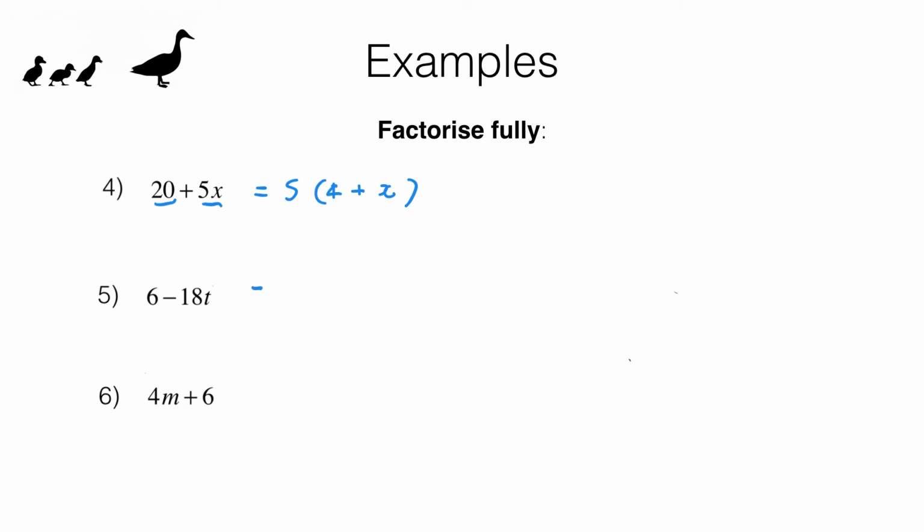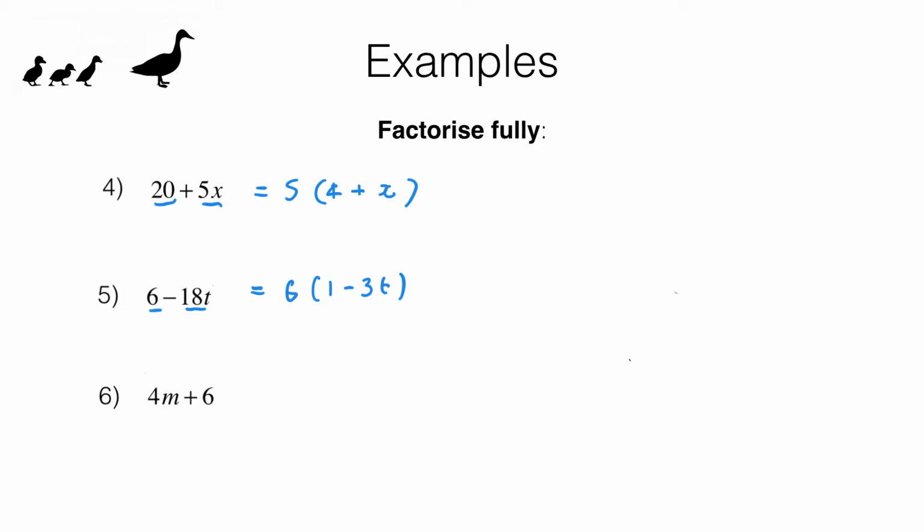Question 5, the highest common factor of 6 and 18 is 6. The number I multiply 6 by to make 6 is 1, so my bracket will start with the number 1, 6 times 1 is 6. And then the number I multiply 6 by to make negative 18t, well that will be negative 3t. 6 times 1 is 6, and 6 times negative 3t is negative 18t. So it's always a good idea to do a test where you multiply out the bracket and see if you get the original question.